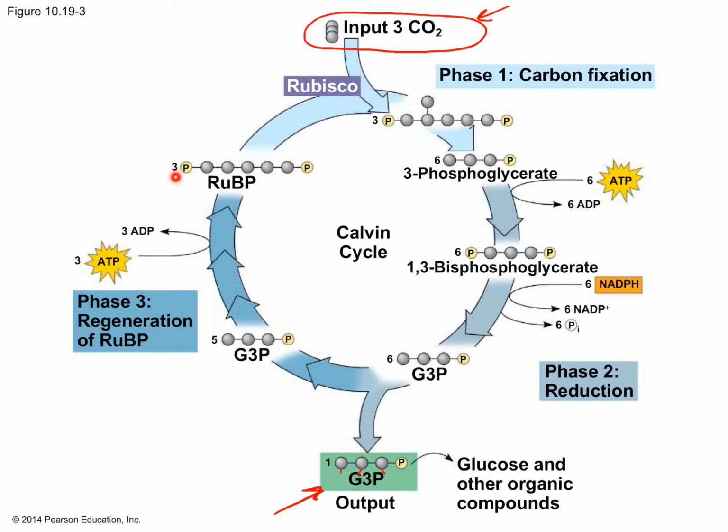Notice there are 3 copies of it, and it has 1, 2, 3, 4, 5 carbons. So 3 copies times 5 carbons each. That's 15 carbons, all right?